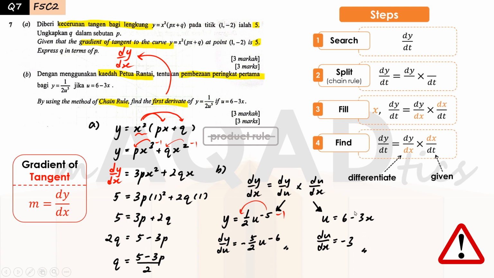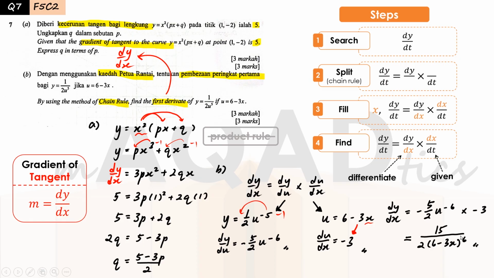So once I differentiate, because x has a power of 1, I can just extract the value. Okay, so it will be -3. So once we have these two differentials, we can just multiply them together, and you'll get your final answer, right? So 3 multiply 5 is 15, and 2 will be here.